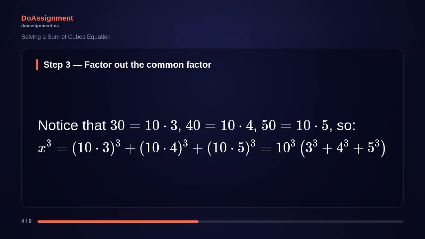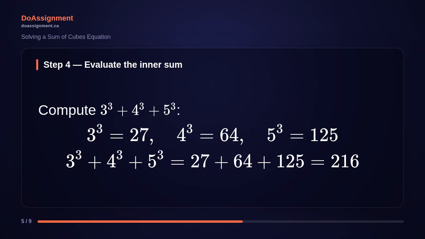Notice that 30, 40, and 50 are all multiples of 10, so we can factor out 10 cubed, which equals 1,000, leaving 3 cubed plus 4 cubed plus 5 cubed inside the parentheses. Now evaluate 3 cubed plus 4 cubed plus 5 cubed. That's 27 plus 64 plus 125, which equals 216.